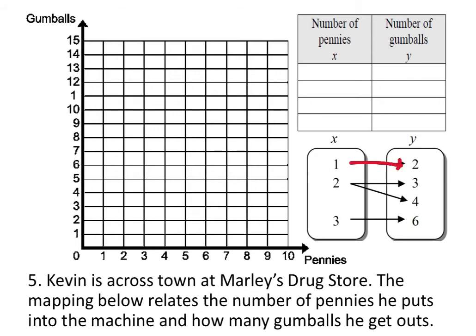So the first arrow here shows 1 penny, 2 gumballs. The next arrow here shows 2 pennies, 3 gumballs. And this next arrow shows 2 pennies, 4 gumballs. And this last one is 3 pennies, 6 gumballs, okay? So again, without the graph, we should know this is not a function because we see the 2's repeat in the x's, but they are different y values, okay? So this one we'd know it's not a function right away.